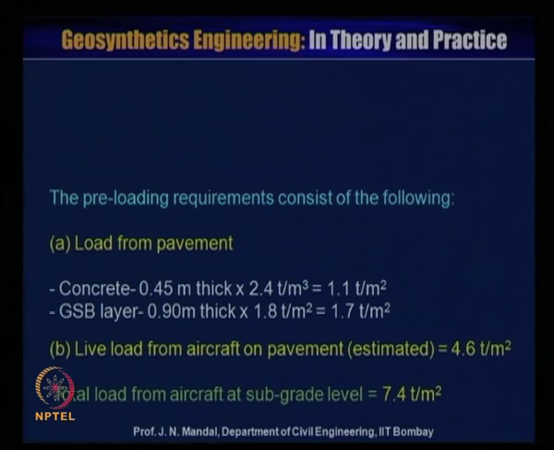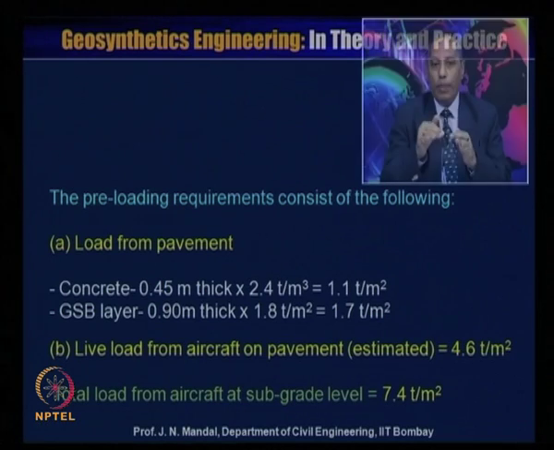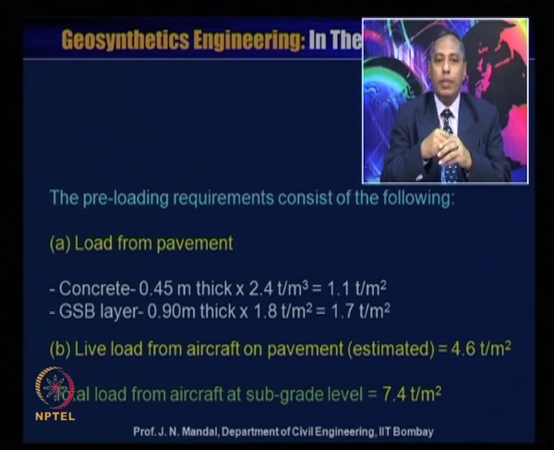So, preloading requirement consists of the following: A. Load from the pavement. So, concrete is 0.45 meter thick and density 2.4 ton per meter cube. So, this is 1.1 ton per meter square. So, this is the load coming on the pavement from concrete, and the GSB layer is 0.90 meter thick and density 1.8 ton per meter cube. So, it gives 1.7 ton per meter square.